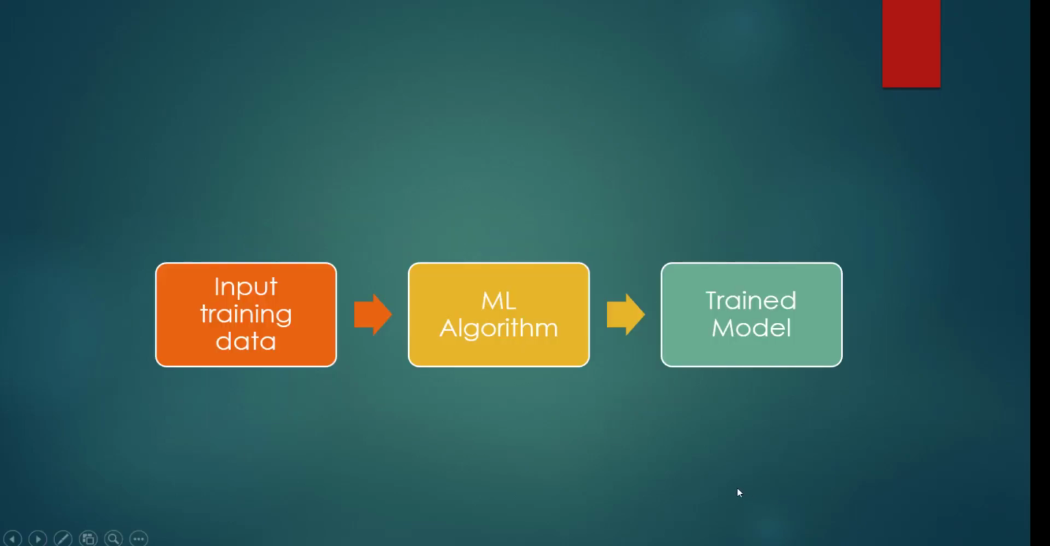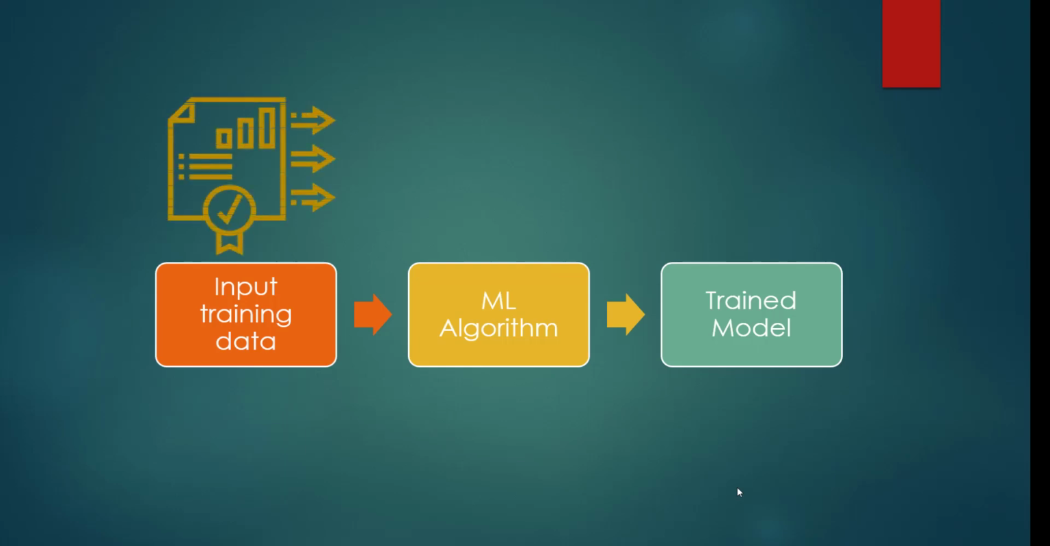The machine learning algorithm uses input training data and it generates the trained model. Generally, the size of the input training data is going to be huge. It's going to be in gigabytes because the more data we use to train the algorithm, the better the predictions would be.